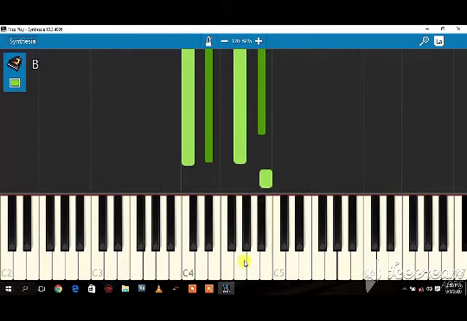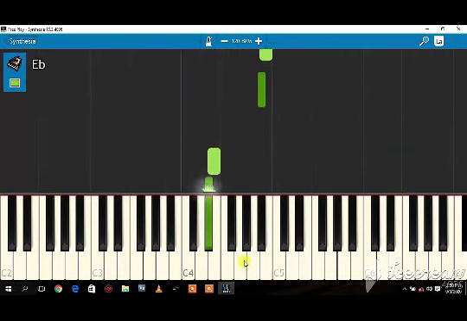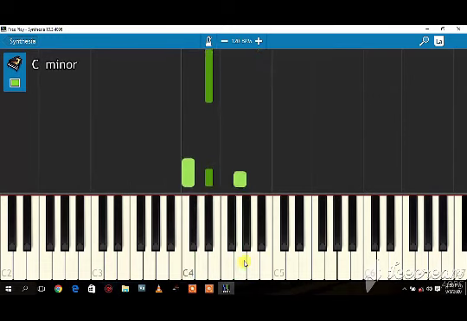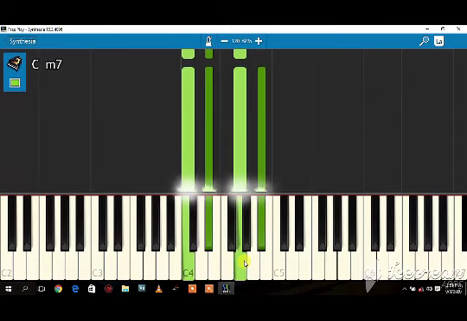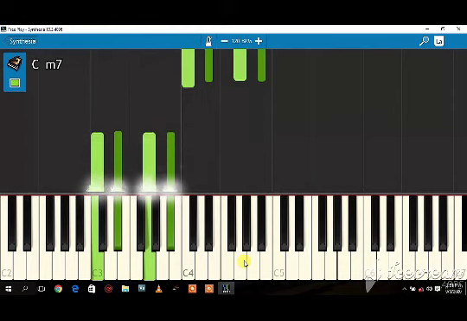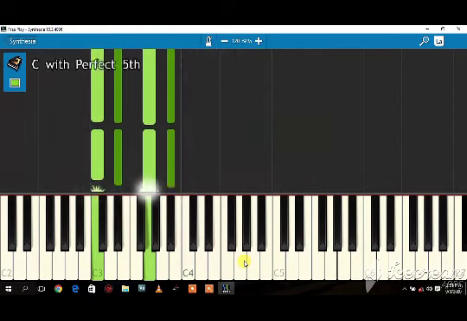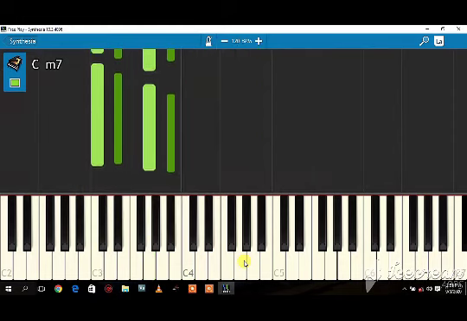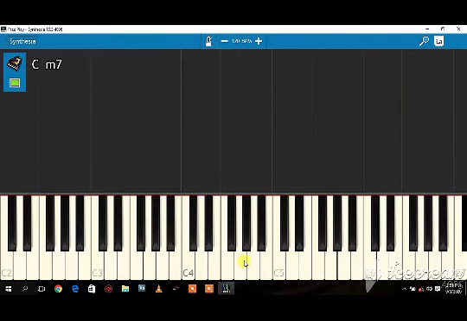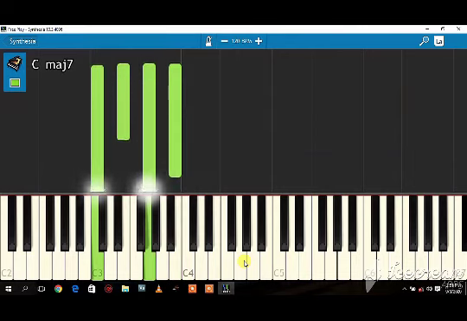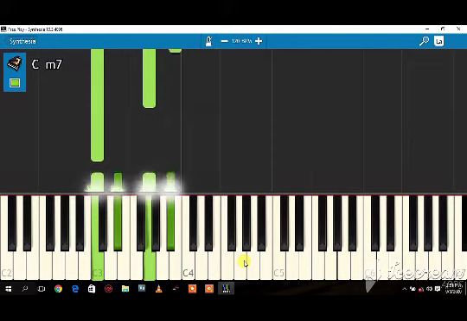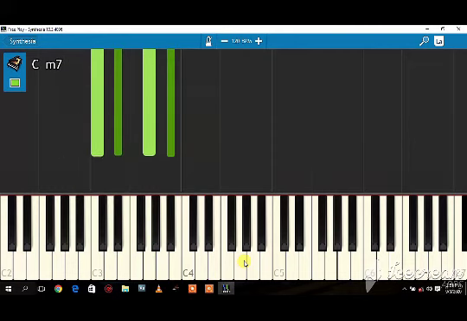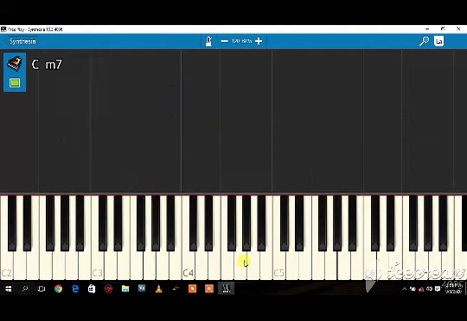You flatten the seventh, you also flatten the third. So it gives you a more emotional sound. So from your major seventh, flatten the third and the seventh, and you get your minor seventh immediately. Alright, so that's the major and the minor chord family.